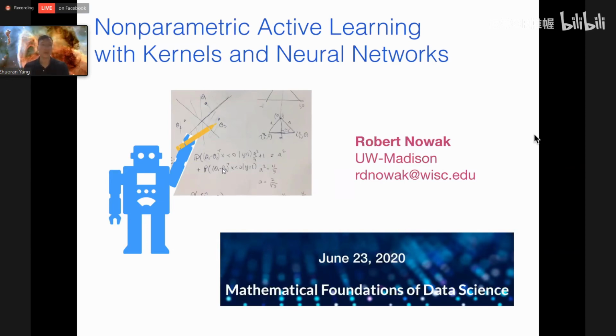In addition, he is a fellow of IEEE and has received numerous awards, including the General Electric Genius of Invention Award, NSF Career Award, the Army Research Office Young Investigator Program Award, the Office of Naval Research Young Investigator Program Award, as well as many Best Paper Awards. Today, Professor Nowak is going to talk about nonparametric active learning with kernels and neural networks. Please join me in welcoming him.